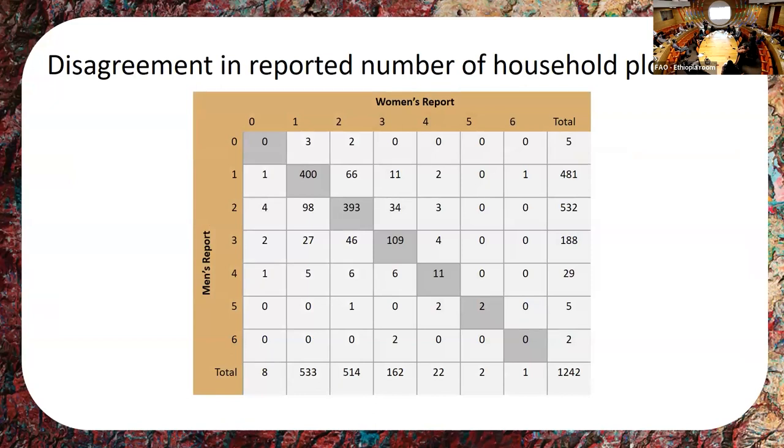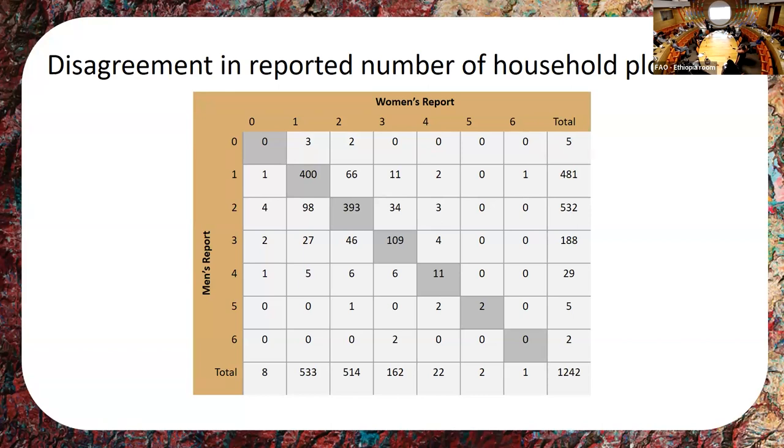So the first set of results I'll show you is just descriptive statistics about disagreement between individuals in a couple. When we first went out to do this survey, we expected there to be lots of disagreement on things like amount that was harvested, crops that were planted, maybe plot size. One thing we didn't necessarily anticipate is that couples might disagree on the number of plots that a household makes decisions over.